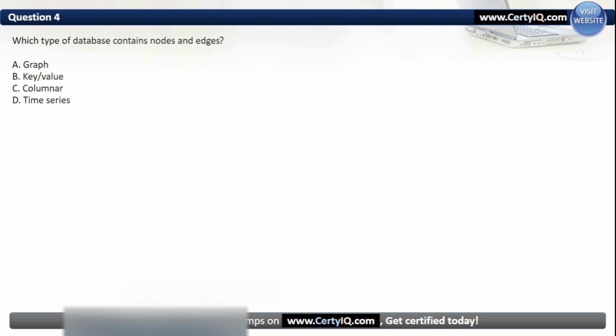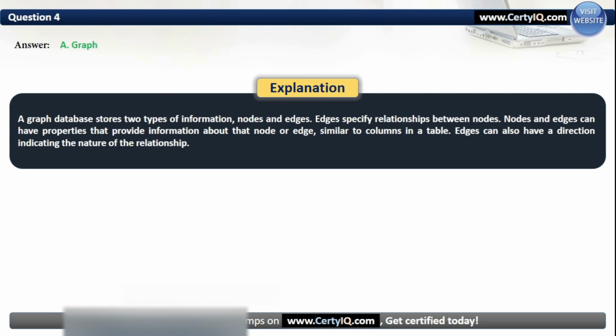Question 4. Which type of database contains nodes and edges? Our options are A. Graph, B. Key/value, C. Columnar, or D. Time series. The correct option is A. Graph. A graph database stores two types of information, nodes and edges. Edges specify relationships between nodes. Nodes and edges can have properties that provide information about that node or edge, similar to columns in a table. Edges can also have a direction indicating the nature of the relationship.